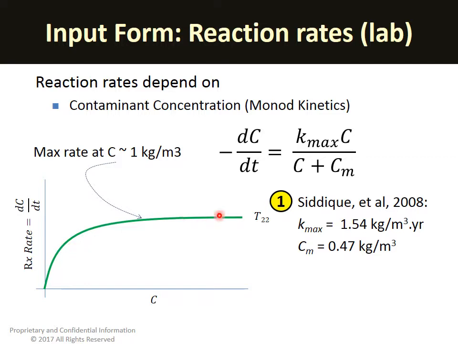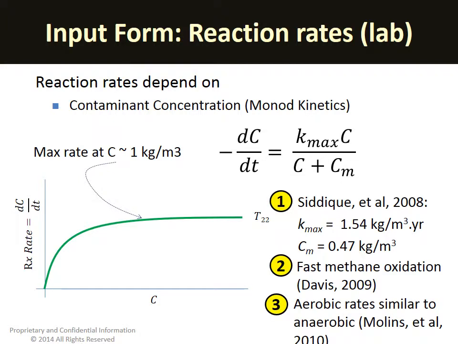Monod kinetics need two parameters. These are specific values reported in the literature for methanogenic biodegradation of naphtha at 22 degrees C. Of course, you need specific values of Monod kinetics for each type of reaction. The values for aerobic degradation of petroleum have been found to be similar to those under methanogenic conditions. This is from a paper from Professor Meyer's research published in 2010.